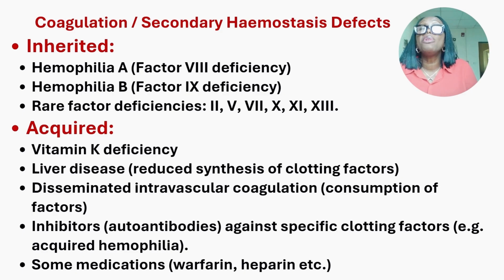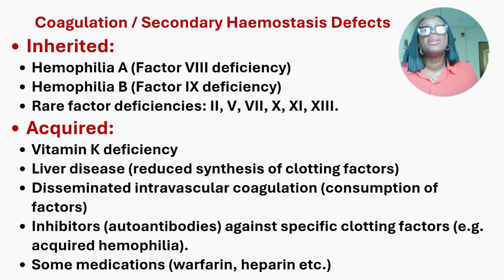And we also have hemophilia B. Hemophilia B is a result of deficiency of factor 9. Now we have deficiency of other factors like factor 2, factor 5, factor 7, factor 10, factor 11, and factor 13. Deficiencies in any of these factors can cause disorders or abnormalities in secondary hemostasis.